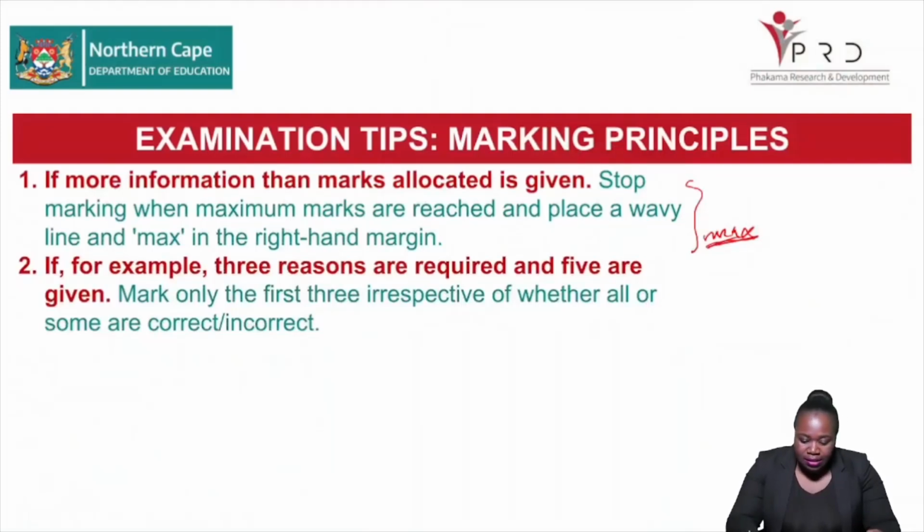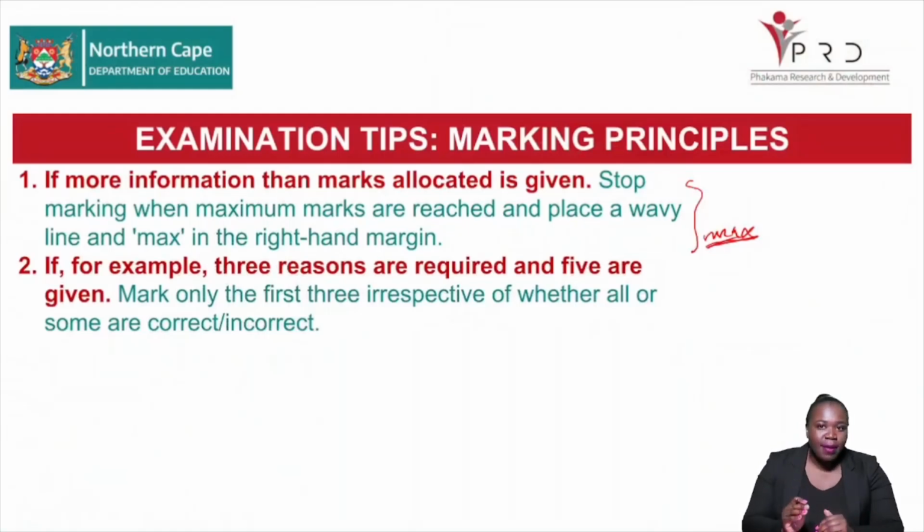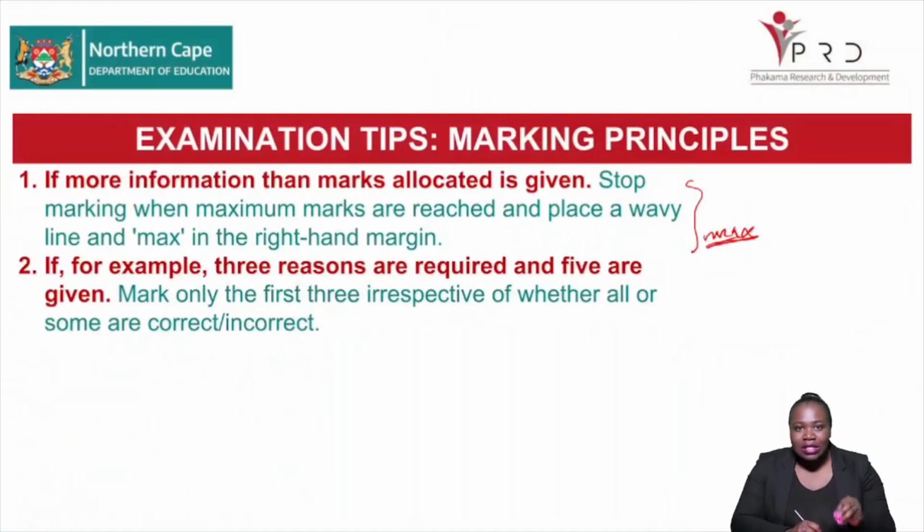If, for example, 3 reasons are required and 5 are given, mark only the first 3, irrespective of whether all or some are correct or incorrect. So the marker will not go around your answers looking for the correct answers and ignoring the incorrect answers. The first 3 will be marked. Even if number 1 is incorrect, number 2 is correct, and number 3 is incorrect, and the remaining 4, 5, 6 are correct, you are not going to be marked based on the correct ones. You're going to be marked based on which ones came first. So make sure that you do not just throw in answers with the hope that the marker will look for marks and give the answers that you are sure of.